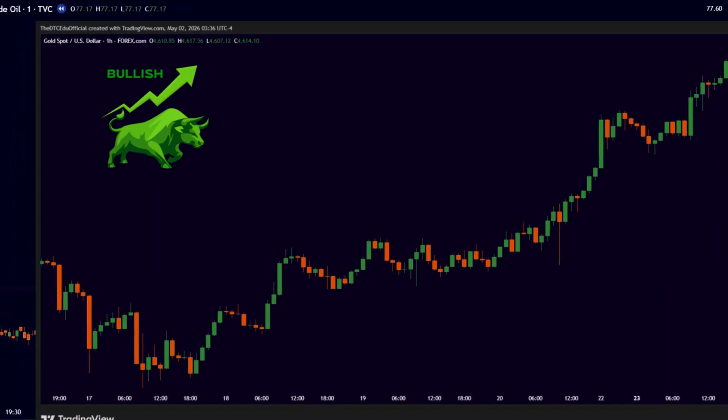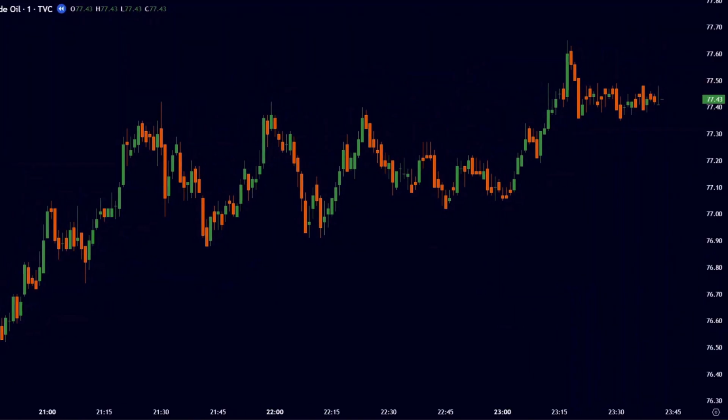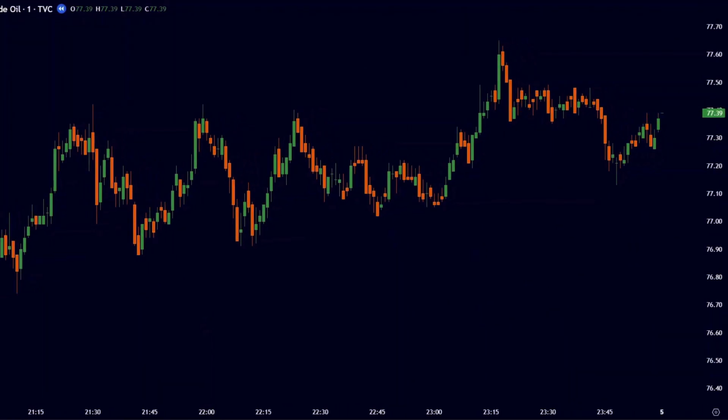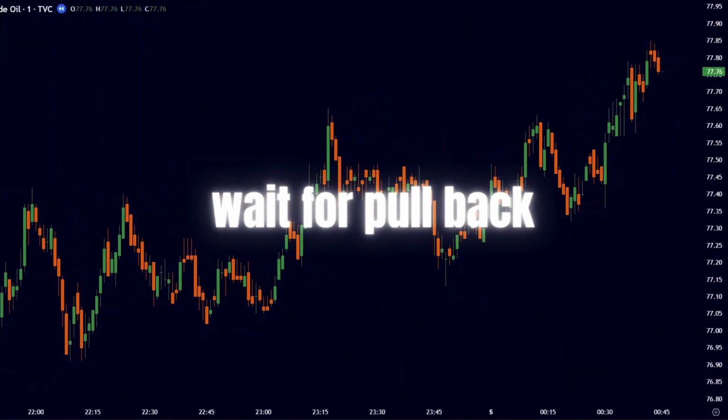If your bias is bullish and price is sitting in premium at the top of a recent range, that is not a good place to buy. You are buying expensive. Smart money has already pushed price up and is likely looking to offload. You wait for a pullback into discount before you start looking for setups.